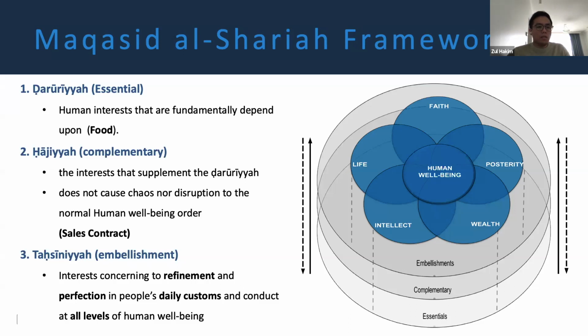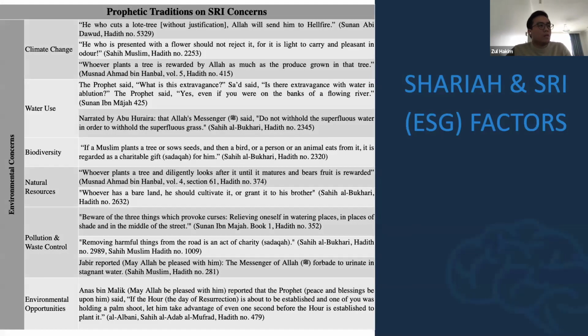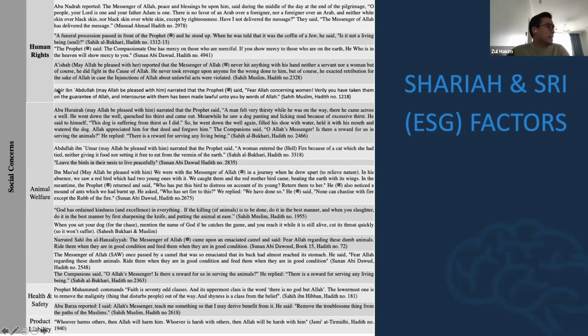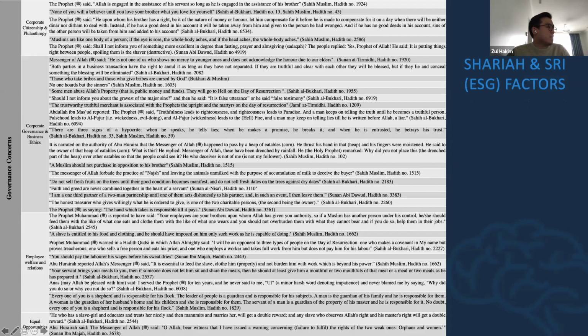Moving forward, just to give a very brief example of how our Sharia has a very strong root for ESG. This is just a few examples of ESG concerns and what our prophetic tradition has mentioned. It's diverse. We can see several mentions of climate change, water use, and pollution and waste control. It also covers social concerns, with several mentions of human rights, animal welfare, health and safety, and product liability. And lastly, the governance concerns: corporate citizenship, philanthropy, corporate governance, business ethics, employee welfare and relations, and so on.